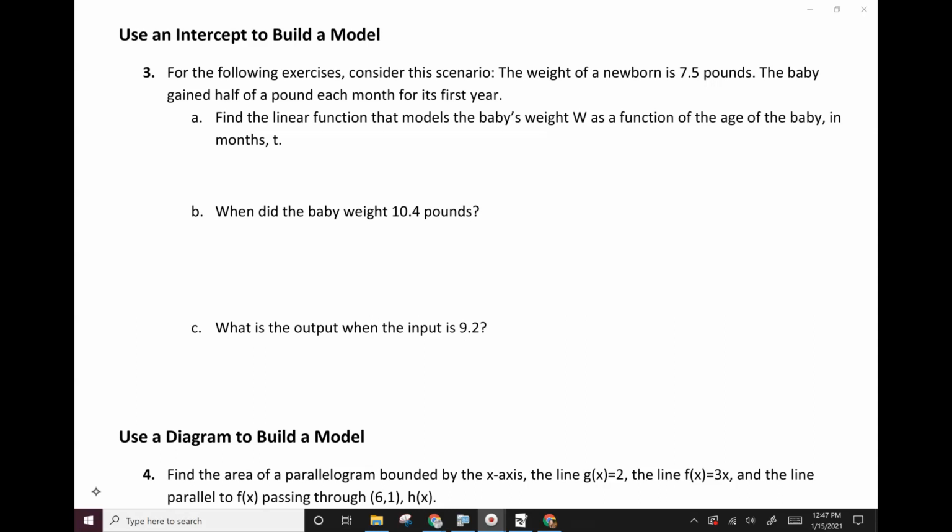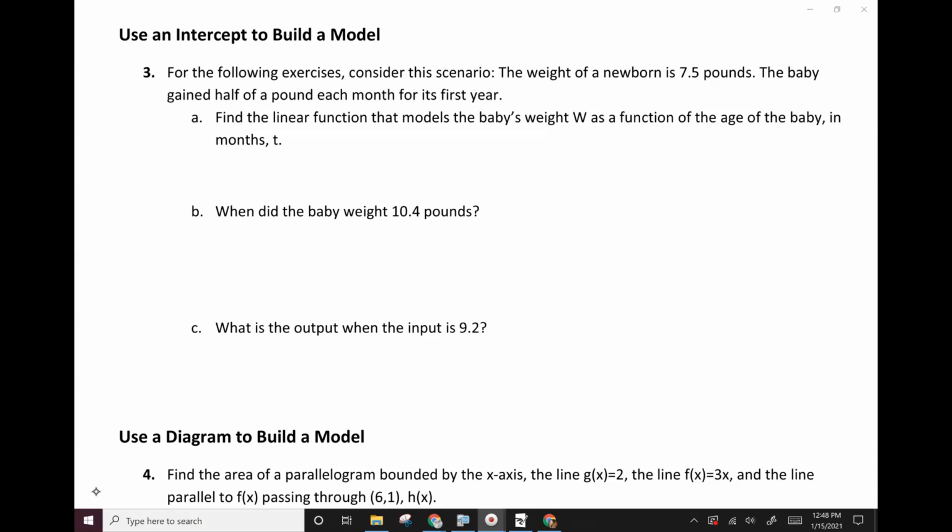Now this problem is going to be a little bit different. You're going to be given the slope instead. Instead of being given 2 points, you are given the slope. So let's read this problem and see how that looks. For the following exercises, consider this scenario. The weight of a newborn baby is 7.5 pounds. The baby gained half a pound each month for its first year.